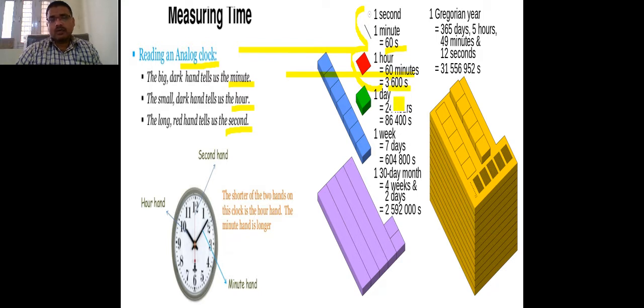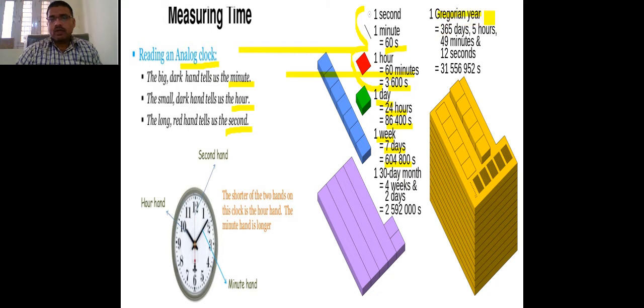Now when we talk about one day, in one day there are 24 hours, and if we convert this, 24 hours multiplied by 3600, it is converted into 86,400 seconds. Now when we talk about 1 week, 1 week is equal to 7 days, and 7 days is equal to a number of seconds. This must take place in the Gaussian year.